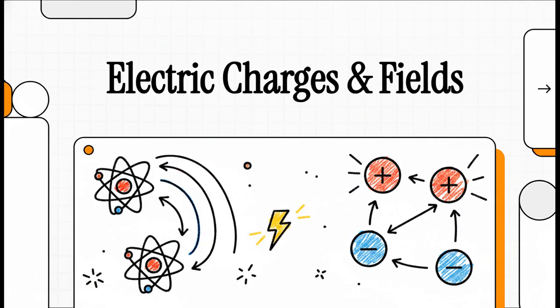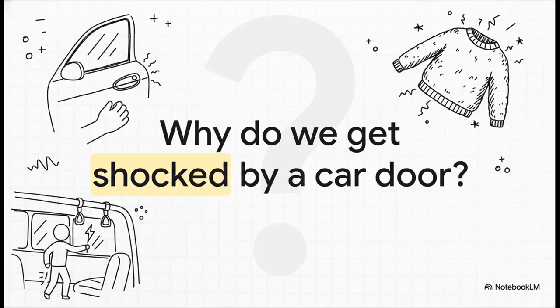Let's get into it. To start, I want you to picture a very familiar, everyday experience. You're sliding across your car seat, you go to grab the door handle, and zap, you get shocked. Or maybe you've heard that unmistakable crackle and seen those tiny little sparks when you're pulling off a synthetic sweater in dry weather. Why exactly does that happen?